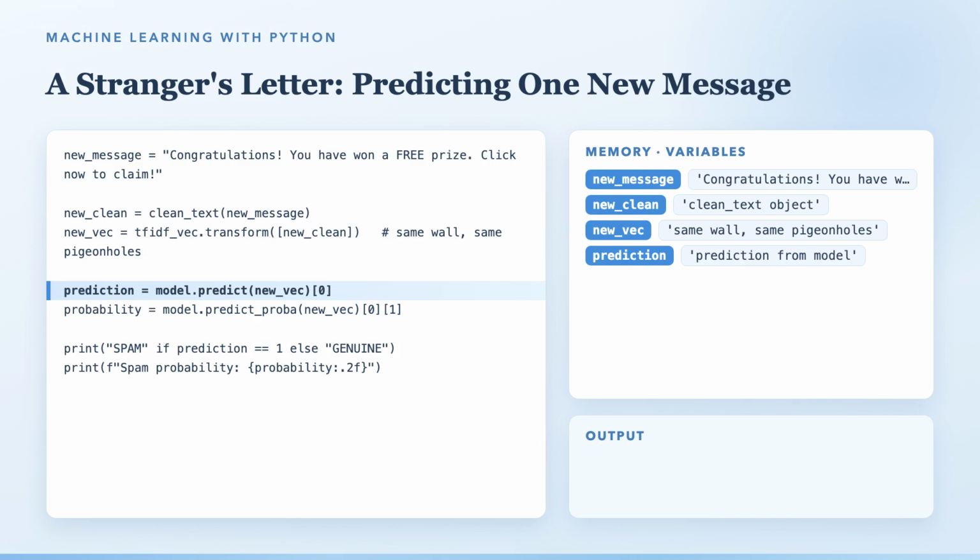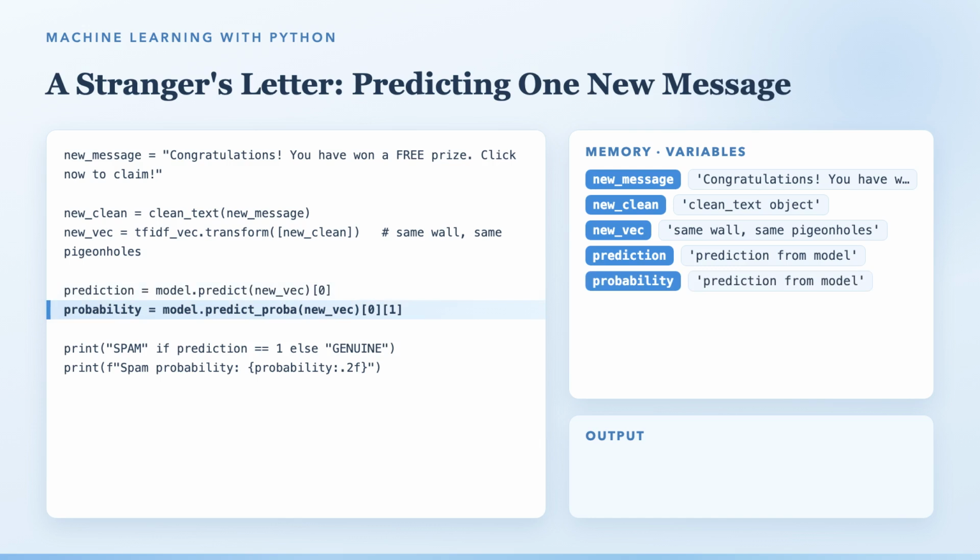Let's walk this letter through the code. Step by step. Line 1. New message holds the raw text. Congratulations. You have won a free prize. Click now to claim. Line 2. New clean equals clean text of new message. The same bath as training.